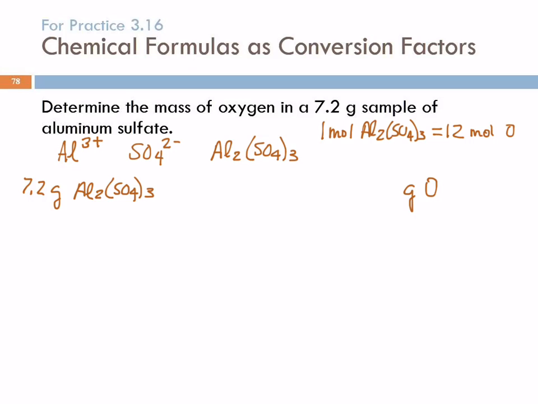So if we had moles of aluminum sulfate in here, we could convert to moles of oxygen. Can we go from moles of oxygen to grams of oxygen? Sure we can. Can we go from grams of aluminum sulfate to moles of aluminum sulfate? Sure we can. If you're trying to convert from one thing to another thing, another substance, mole is often going to show up in the middle of those conversions.